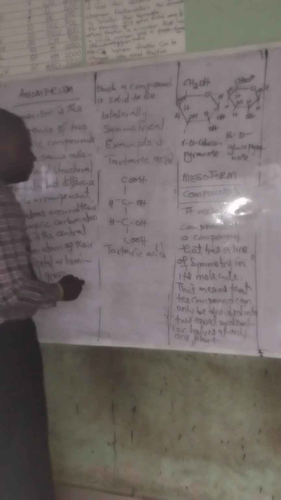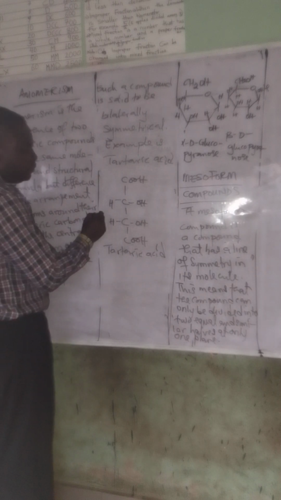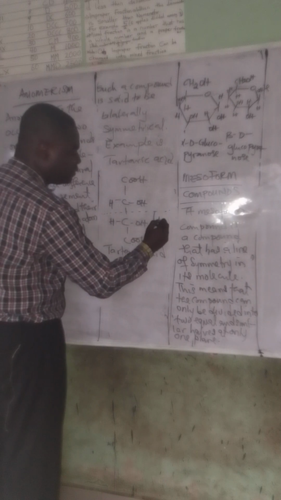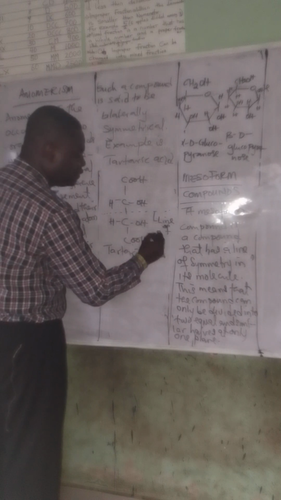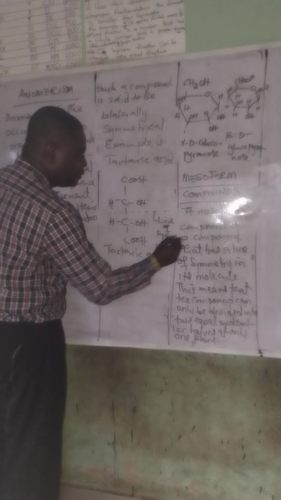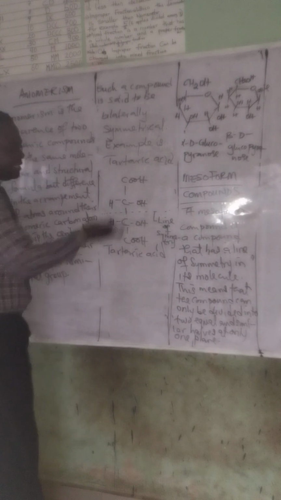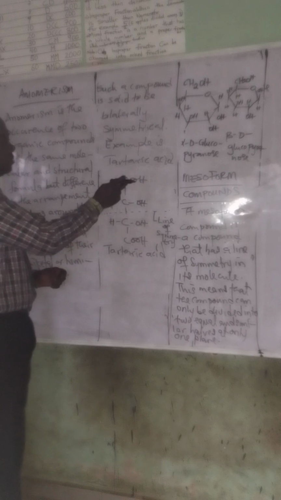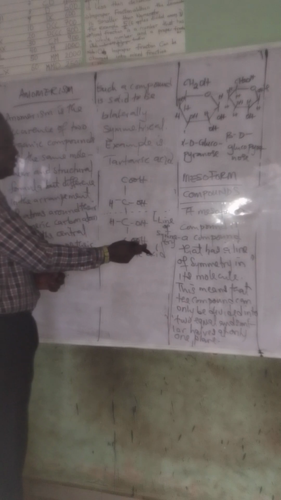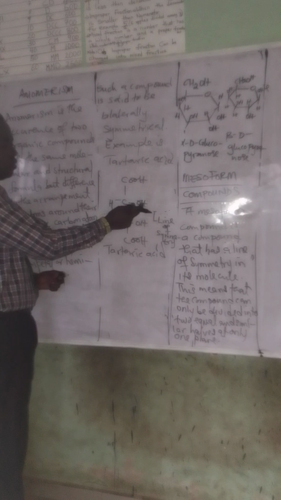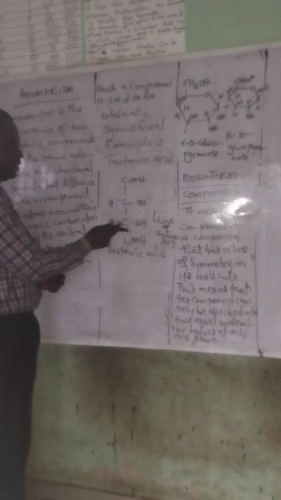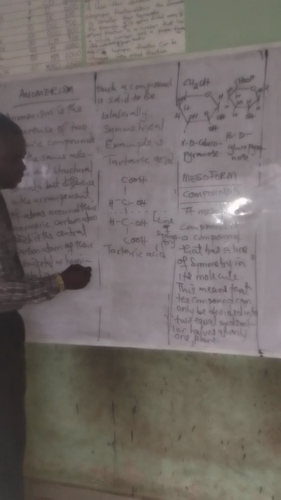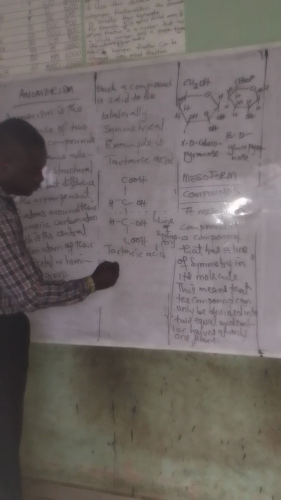For this compound, the line of symmetry will be here. This is a line of symmetry. At this line, you will see that everything that is up is the same as what is down: COOH up, COOH down, CHOH, CHOH. So that is a meso-form compound. Then the next thing to look at is geometric isomerism.